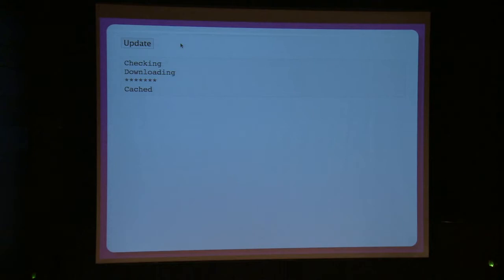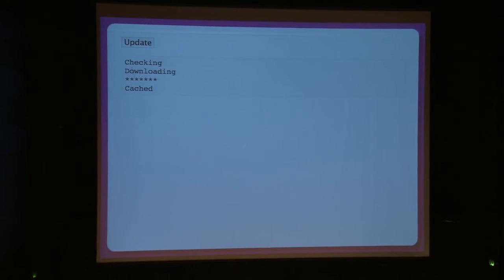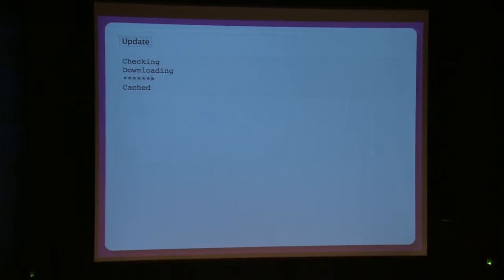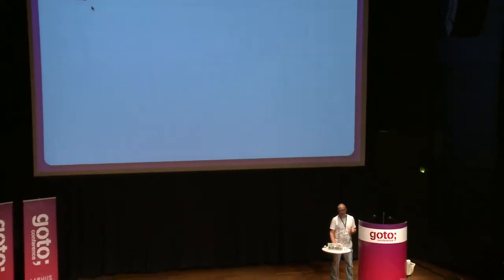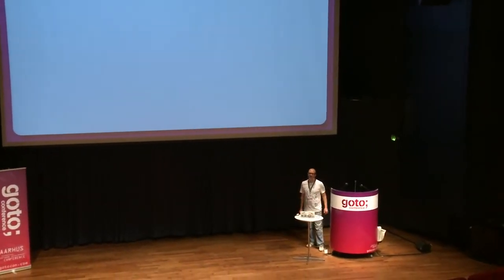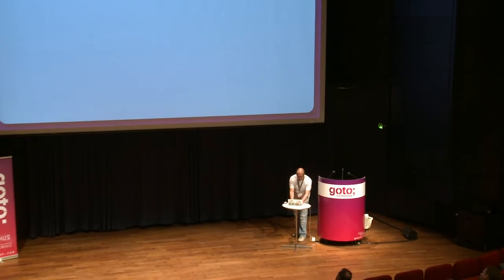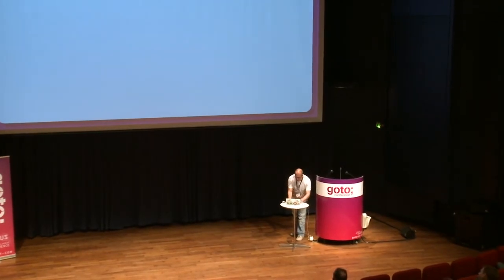Now we introduced AppCache to this site, and we got back a checking event. It found the manifest file. We started downloading. There was some progress, and then suddenly there was a cached, and now we are under cache control.